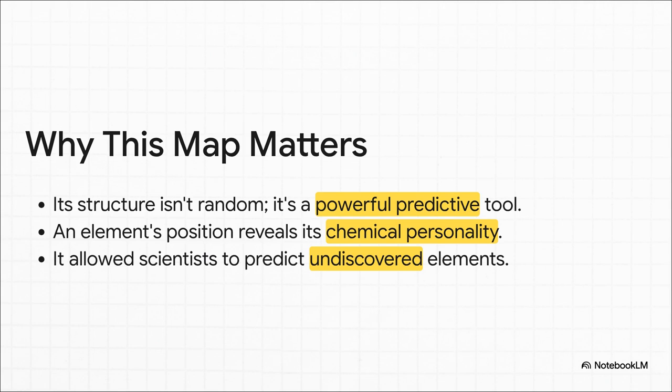So why does any of this matter? Here's the deal. The periodic table isn't just some dusty old chart for organizing things. It is one of the most powerful predictive tools in all of science. Seriously, just by knowing an element's address, its period, and its group, you can instantly figure out its core chemical personality and make a really good guess about how it's going to behave.